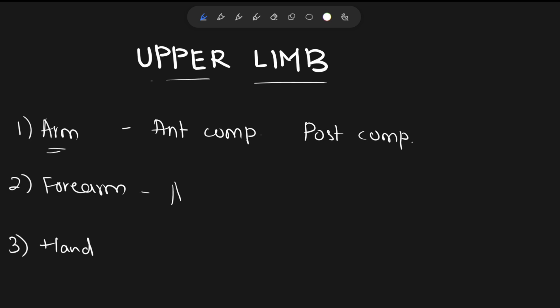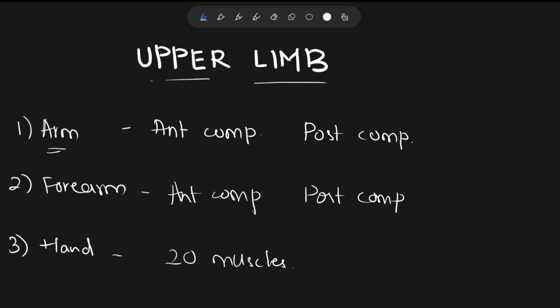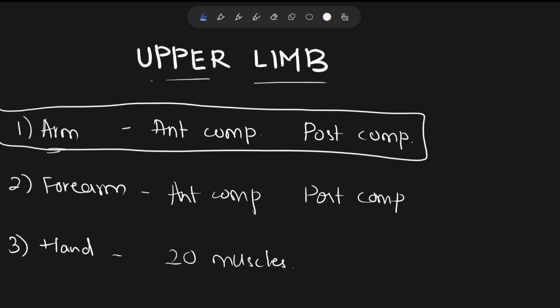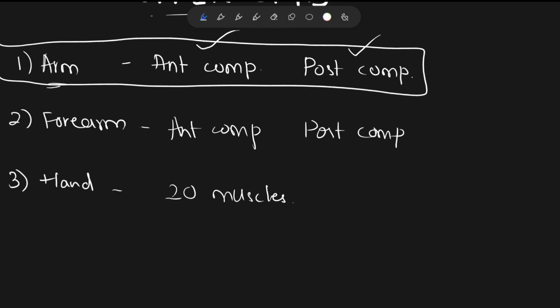In forearm also we have anterior compartment and posterior compartment. But in hand we don't have any compartment. Instead we have 20 muscles in our hand. We will do it one by one. First let's do about arm. So first we will do anterior compartment, then we will go to posterior compartment.